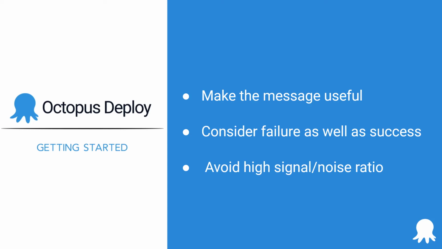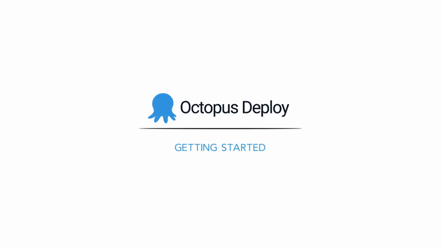Think about the most useful channels for messages and target notifying the right people. For example, do your stakeholders need to know about all environment deployments or just those to production? That's the basics of Slack notifications in Octopus Deploy.